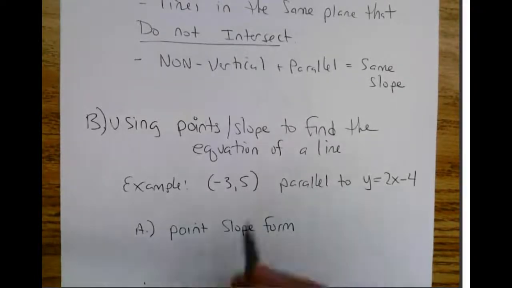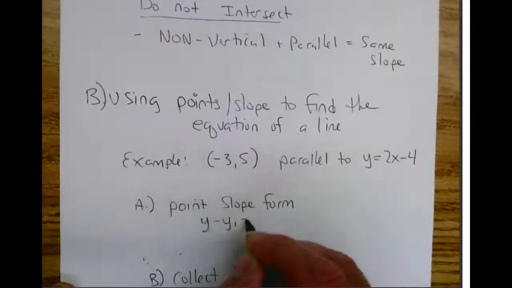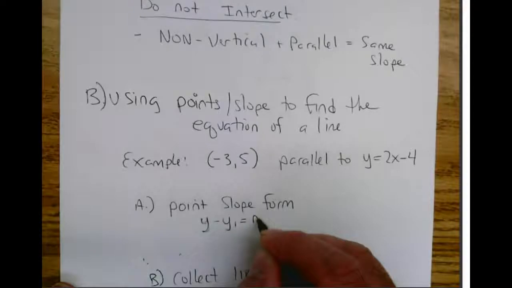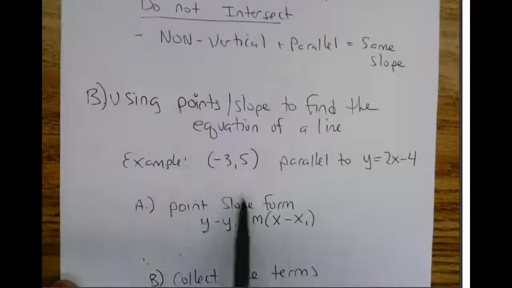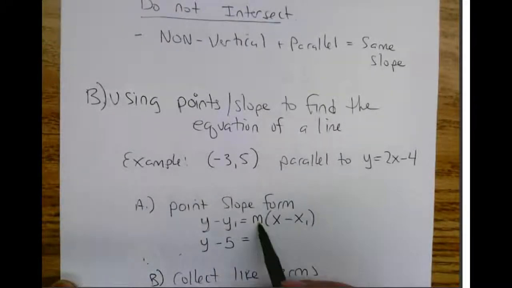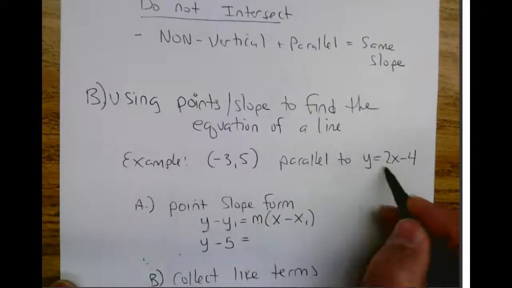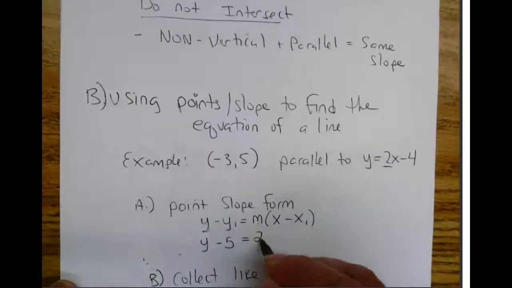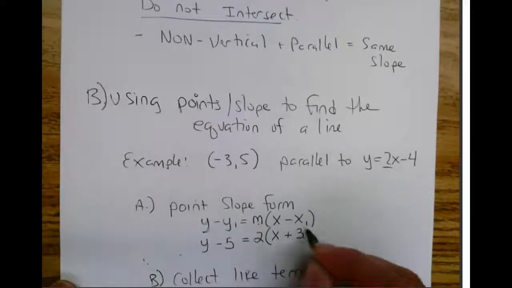If you remember, point-slope form is y minus y1 equals the slope m times x minus x1. That's our general form. Then we can take these points, -3 and 5, and plug them in where they go. So it's y minus 5 equals m. We need the slope, right? We know the slope of this line up here is the same, and it's the number right next to the x, which is 2. So then we go 2 times x, and x1 is -3, so x minus a negative is going to be plus 3.